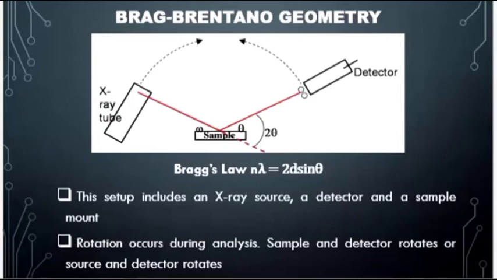The angle that forms between the source of the X-rays and the sample on the XRD is omega. And the angle between the detector and the incident beam from the X-ray source is theta.